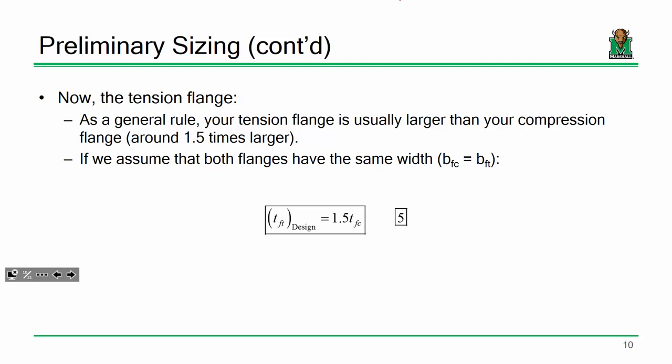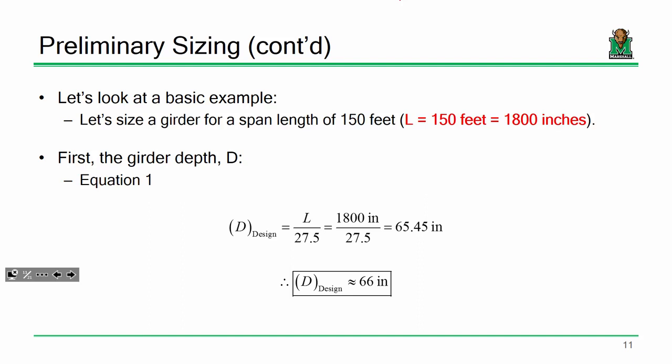So let's look at a basic example, and let's see how we could come up with a girder size. If I've got a bridge that's 150 feet long, so the bridge is 150 feet or 1,800 inches long, and I look at the girder depth, a reasonable value to start out with might be L over 27.5. Plug and chug, and that gives me 65.45 inches.